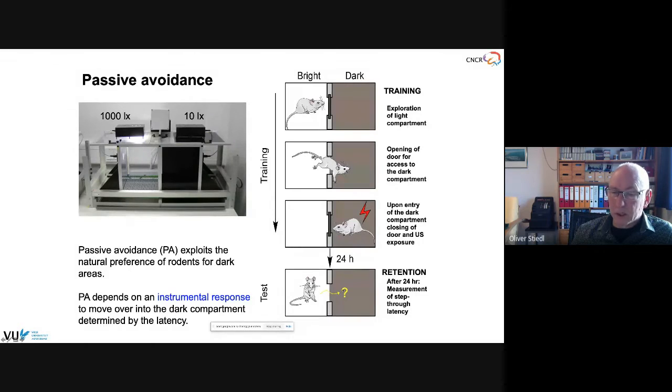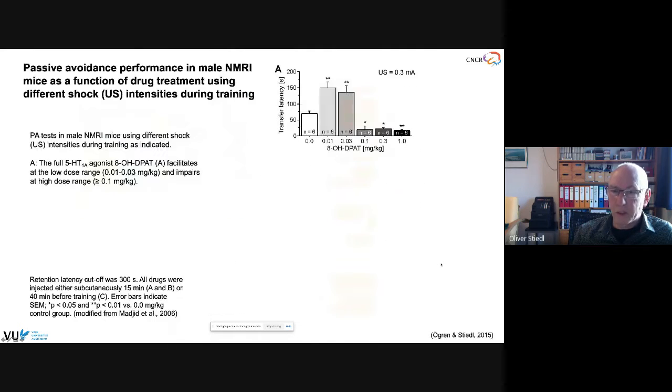And I will show you later that I have used other approaches where exactly this turns out to be the most important aspect, that the avoidance is directed to entering this compartment through the door. So we measure step-through latency. And I'll give you some ideas here.